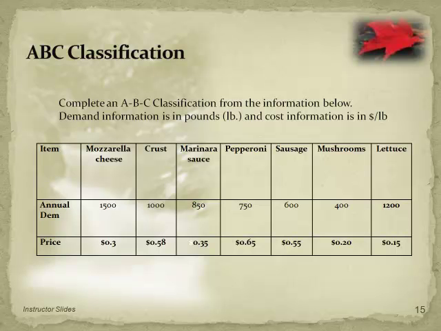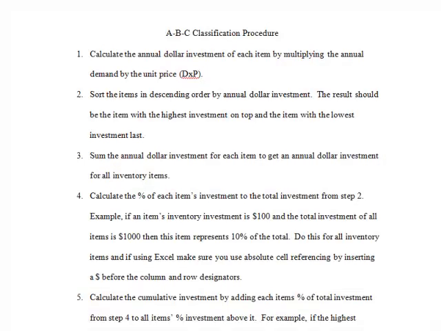What we see on this slide is a number of inventory items, starting with mozzarella cheese and going over to lettuce. We have a good estimate of what the annual demand is for each of those. All the values in the annual demand row are in pounds, so we have used 1,500 pounds of mozzarella cheese and so forth. The third row is the price associated with each of those items.